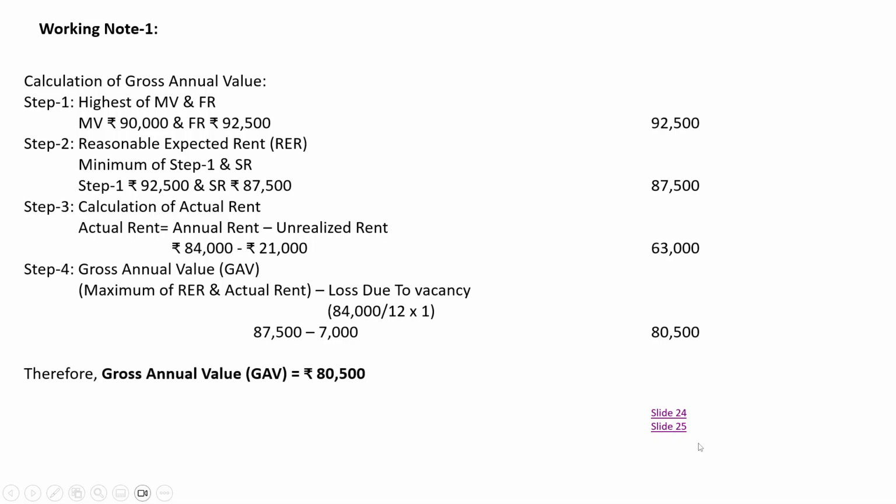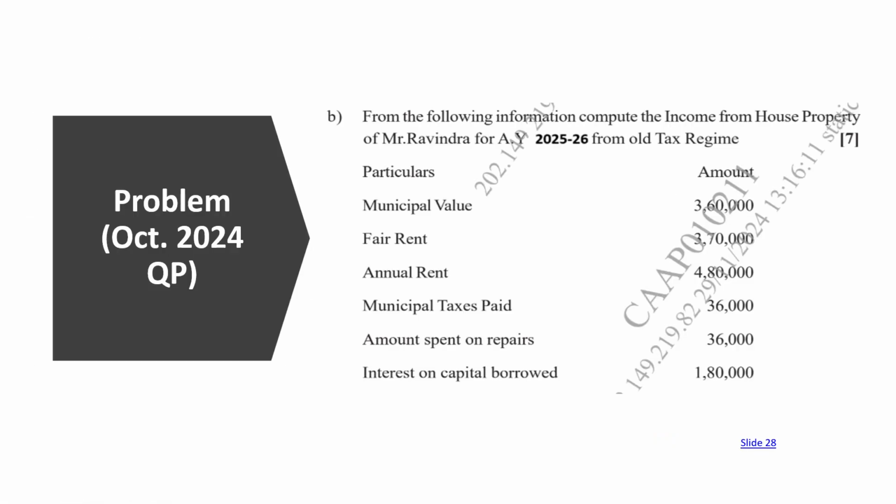Okay. After this, now next problem we are going to solve, and that is the problem asked in the recently conducted examination of the Savitribai Phule Pune University, and it is the problem of October 2024 question paper. So what is given then? From the following information, compute the income from house property of Mr. Ravindra for the assessment year 2025-26 from old tax regime.